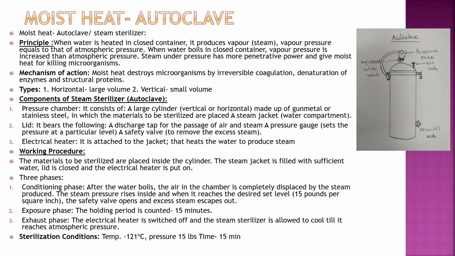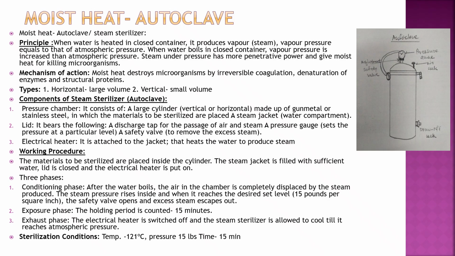The mechanism: killing of organisms by irreversible coagulation and denaturation of enzymes and proteins. The types of autoclave are horizontal, which is for large volume and mainly used in the CSSD department, and vertical, which is for small volume and used in most laboratories. The components: there are three main components: pressure chamber, lid and electrical heater. The pressure chamber consists of a large cylinder, either vertical or horizontal.